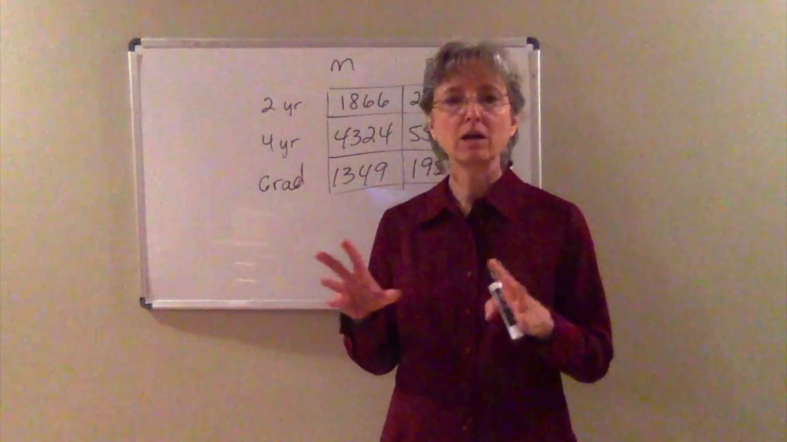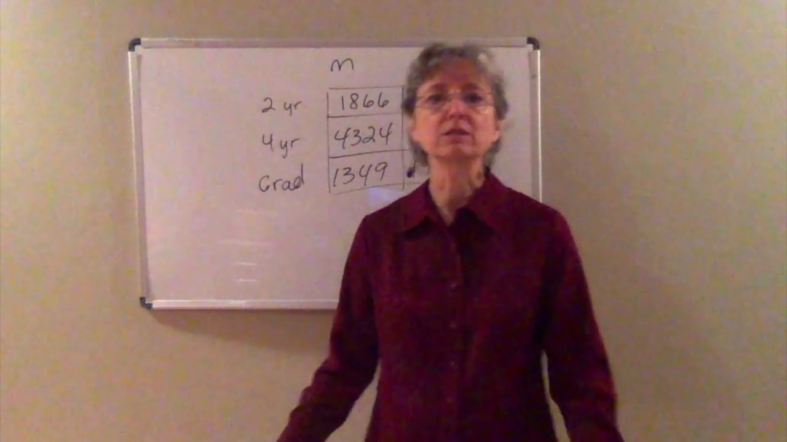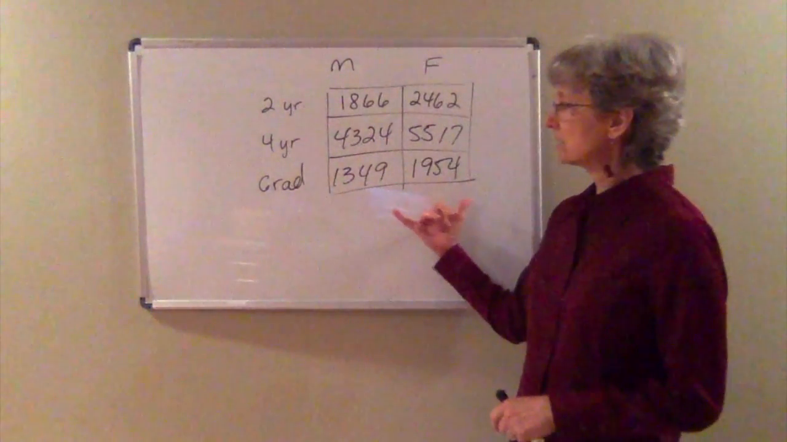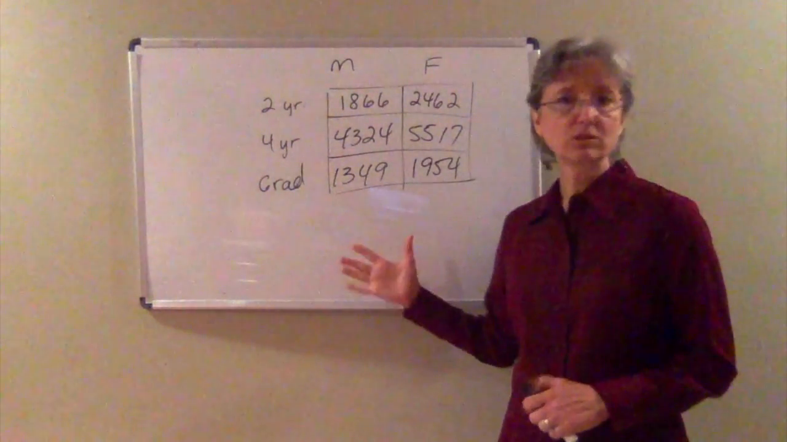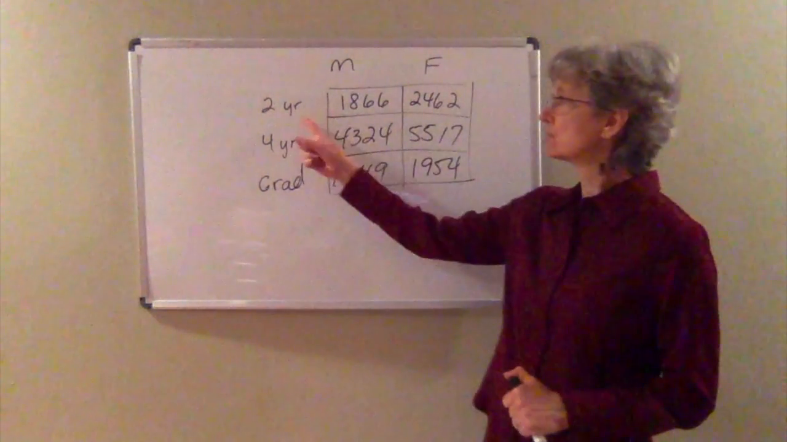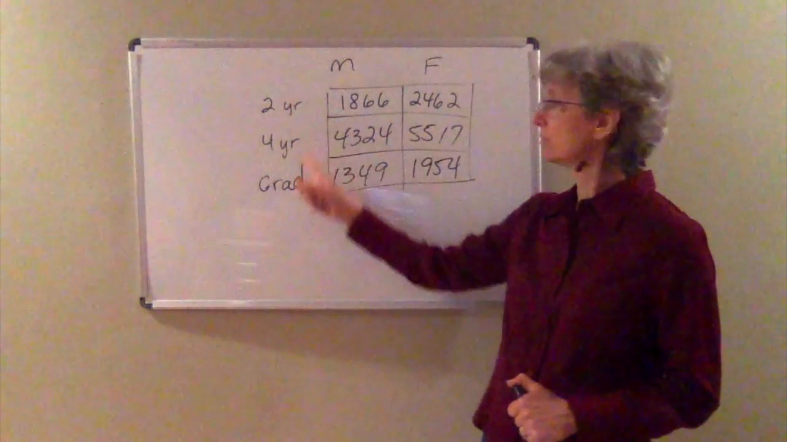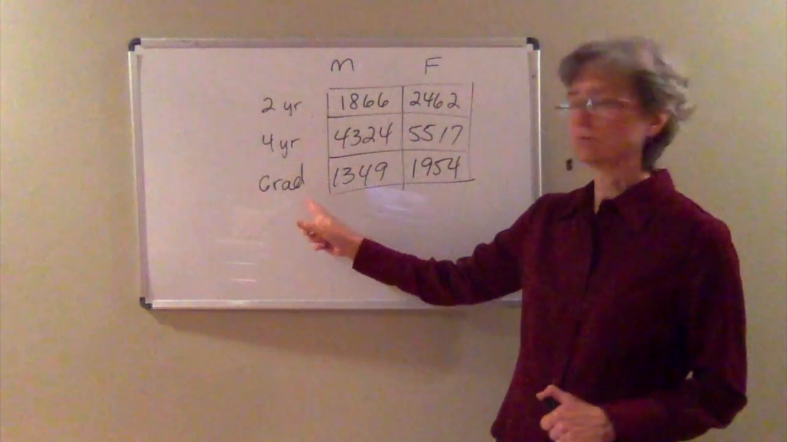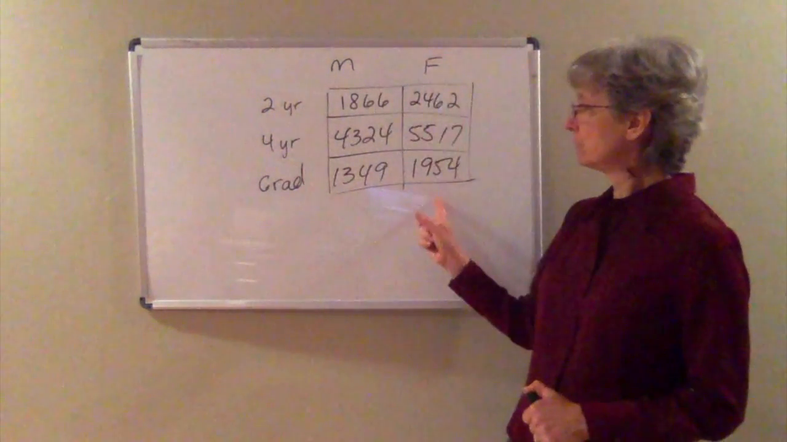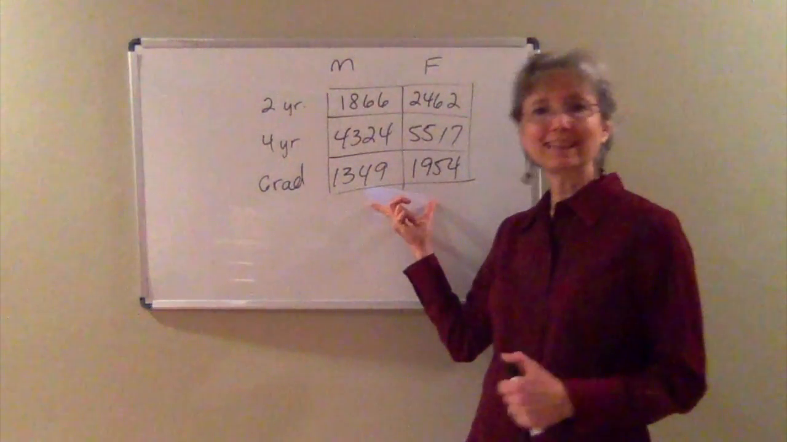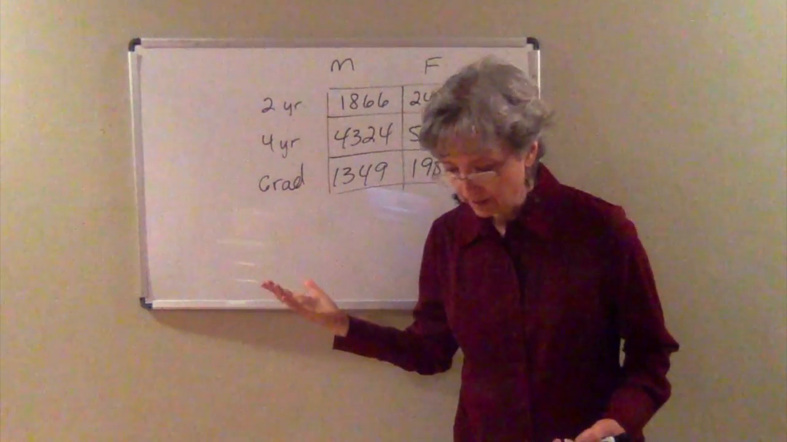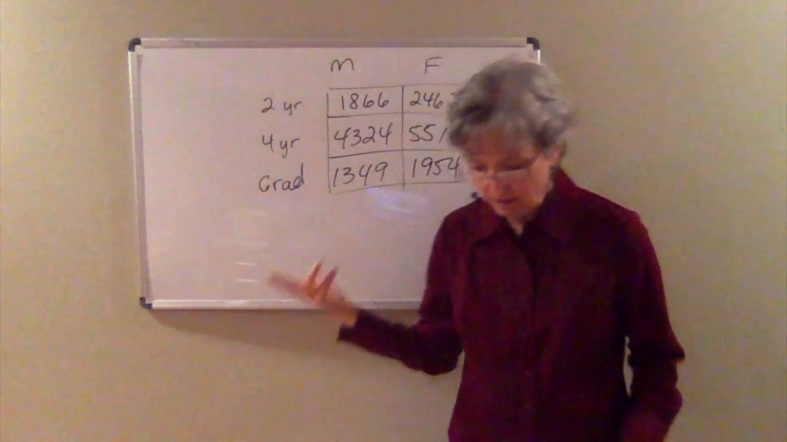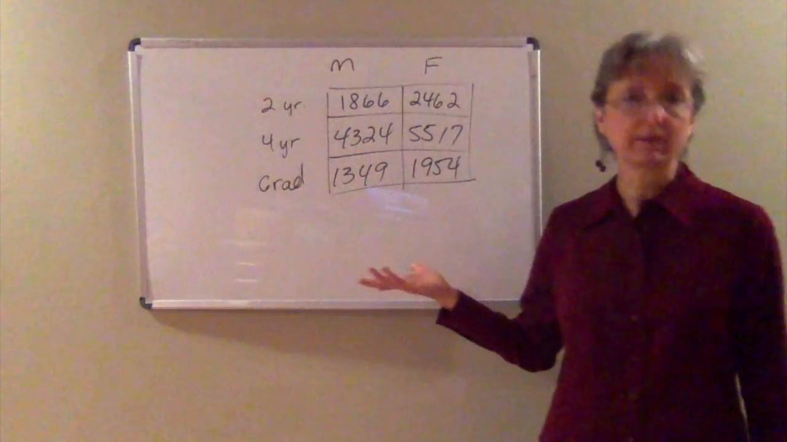So what I've done to introduce this is I've put on the board, same as what's in your book, a list of students at different colleges. These are two-year colleges or two-year programs, four-year university students, and graduate students. These are males and females, and these numbers actually represent the thousands. So these are students in different types of schools, and this is actually from 2005.